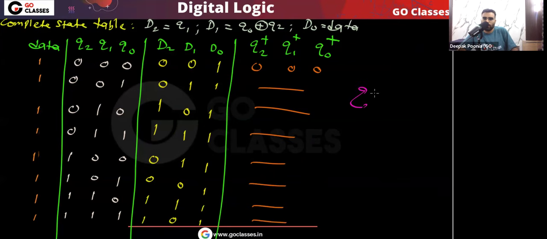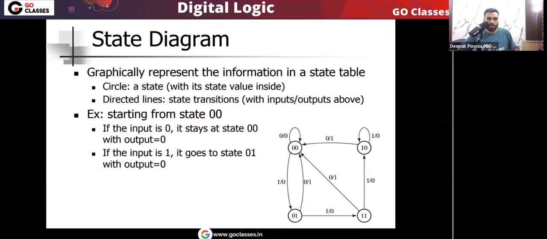So you know that Q2 plus is the same as D2, and Q1 plus is the same as D1, and Q0 plus is the same as D0. Okay, so you already know. Now let's make the state diagram. How to make the state diagram when there is external input? In case of external input, how to make the state diagram?